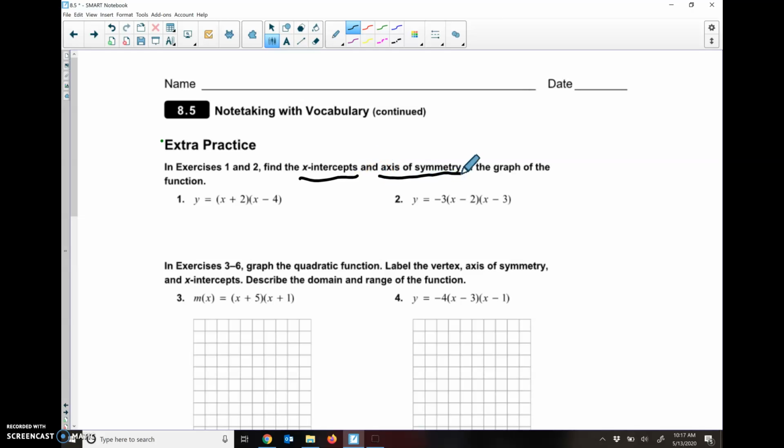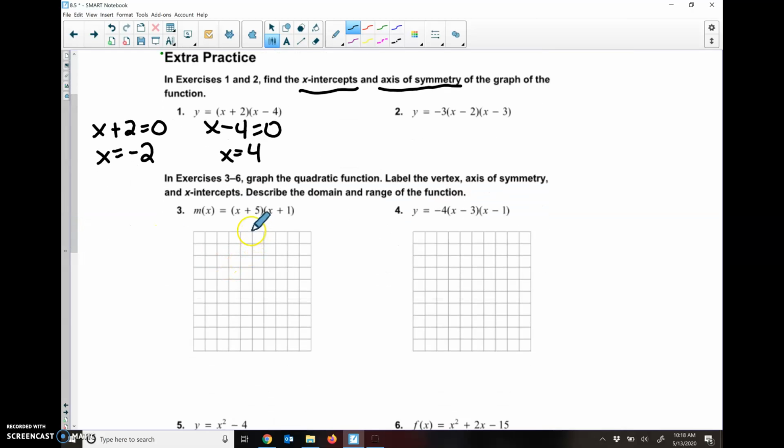But, all right, so we need to find the x-intercept and the axis of symmetry. So remember, to find the x-intercepts, we just want to set our parentheses equal to 0 and figure out what makes it equal 0. So if I have x plus 2 equals 0, I'm going to subtract 2 from both sides. So negative 2 minus 2 equals 0. Same thing here, I have a minus 4, so I'm going to add 4 to both sides. 0 plus 4 is 4. 4 minus 4 equals 0. So those are my two intercepts, negative 2 and 4.